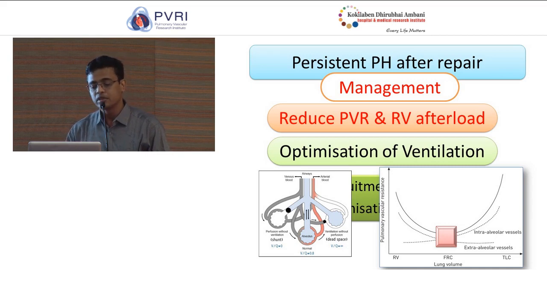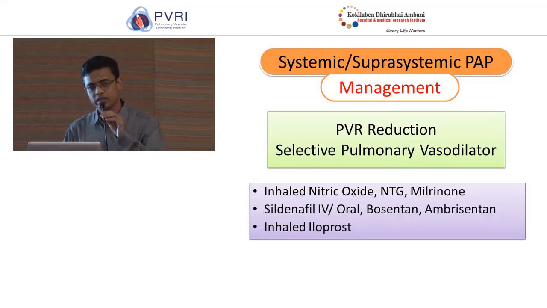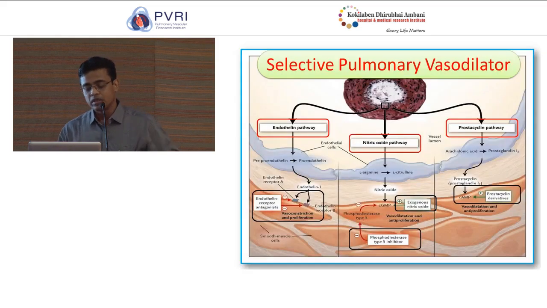Coming to the second thing, specific pulmonary vasodilators. For the operation theater and immediate postoperative period, we have inhaled nitric oxide available. Few of the studies suggest inhaled nitric oxide, NTG and milrinone, and there are a few case reports on this. Sildenafil IV or oral is available to start with. Bosentan and ambrisentan are available only in oral forms, or in some places inhaled iloprost is available for immediate postoperative use. I think most people know these slides, so I am going to skip over this.